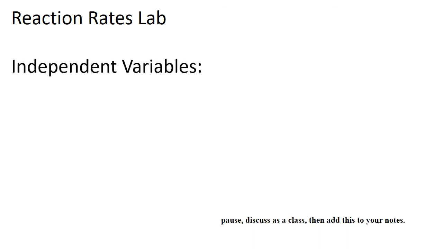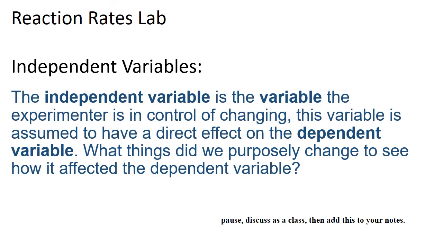Now, as a class, I want you to determine the independent variables. The independent variable is the variable the experimenter is in control of changing. This variable is assumed to have a direct effect on the dependent variable. What things did we purposely change to see how it affected the dependent variable? Pause now and as a class discuss and then add your answers to your notes.